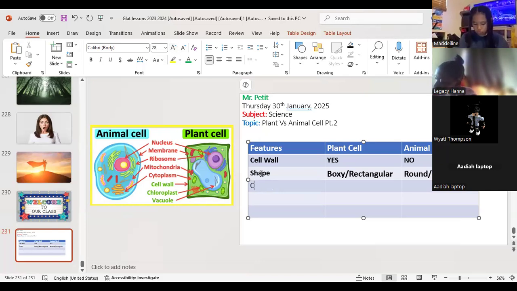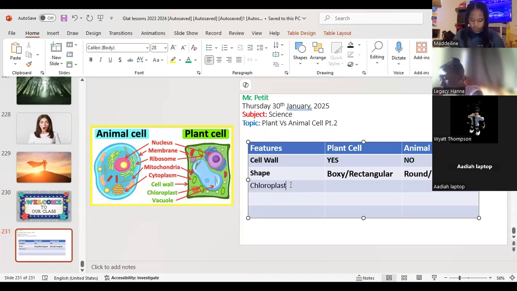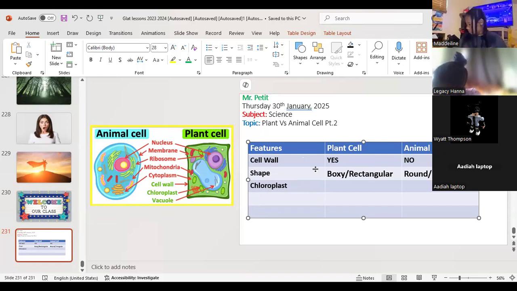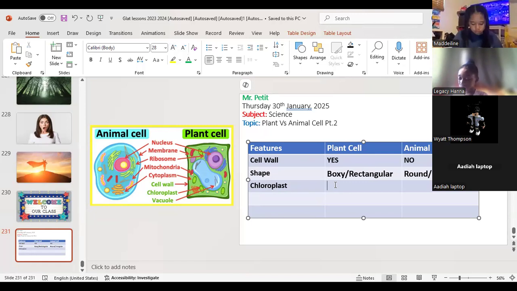And we have the chloroplast. So this is another structure. Now the chloroplast, is it found in the plant cell or animal cell? Plant cell. So the plant cell, yes, it does have the chloroplast.